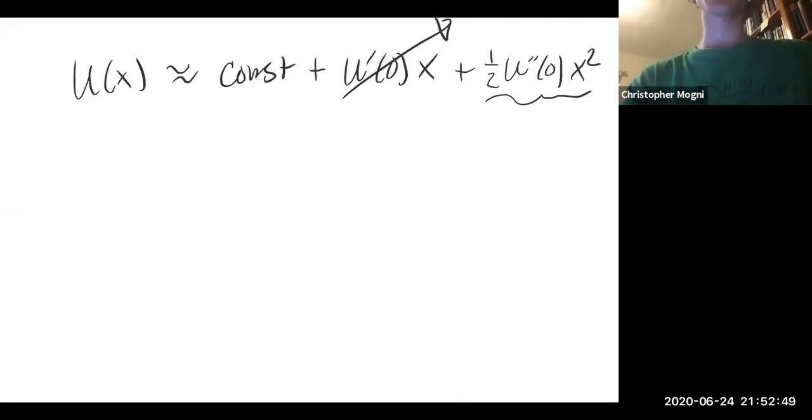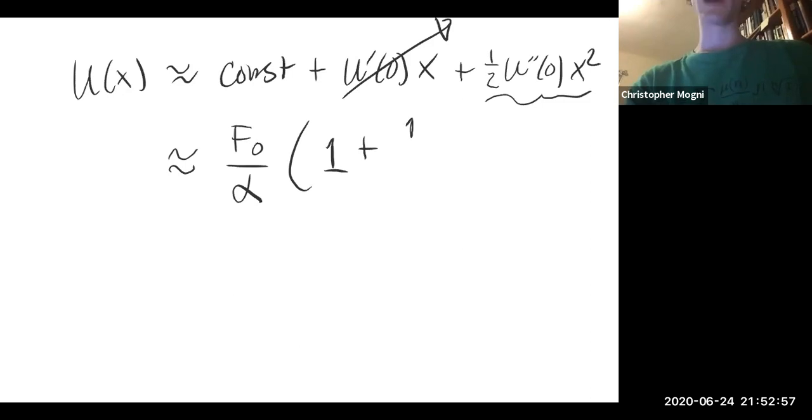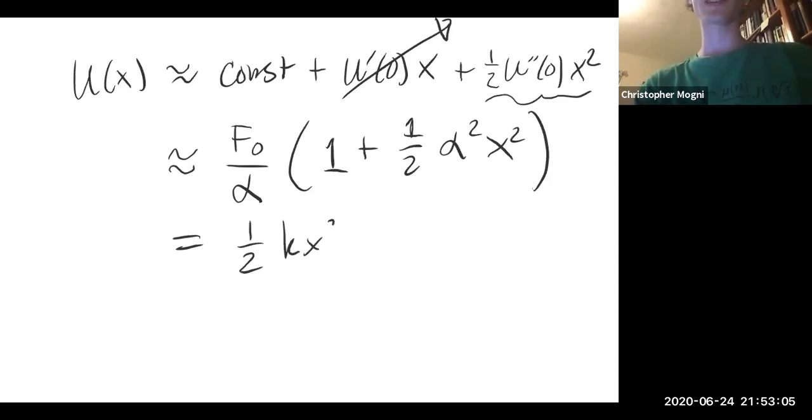So what that means is that this is approximately f0 over alpha times 1 plus 1/2 alpha squared x squared for the potential that we're interested in. And so this is 1/2 k x squared plus a constant. That identifies k as equal to alpha f naught.